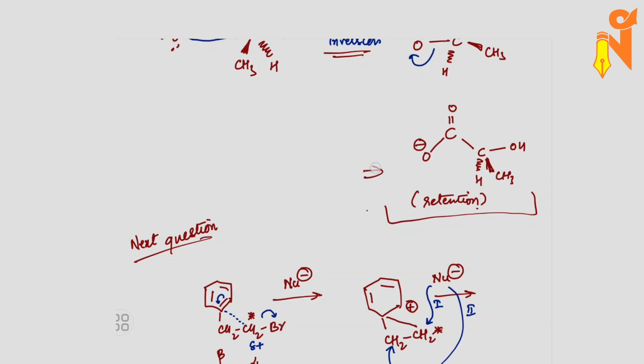But if somebody asks me the optical activity, just considering that it is SN2, we may write inversion. But here what is happening? Retention. And why is retention happening? Because 2 times inversion has happened in the reaction.